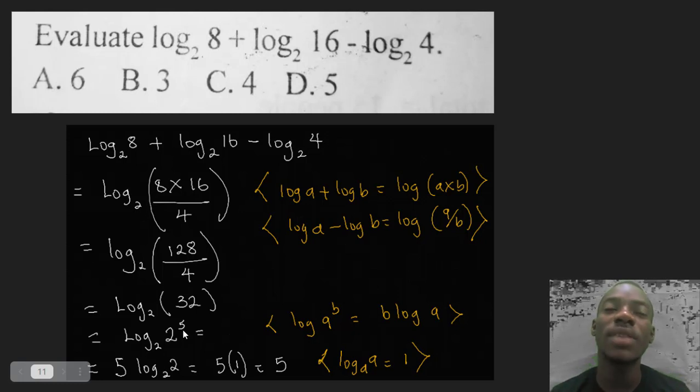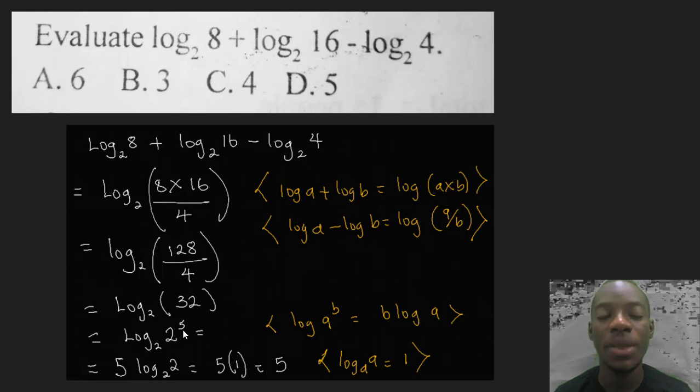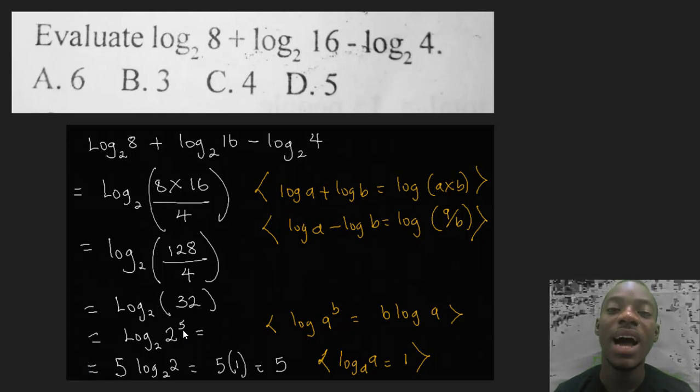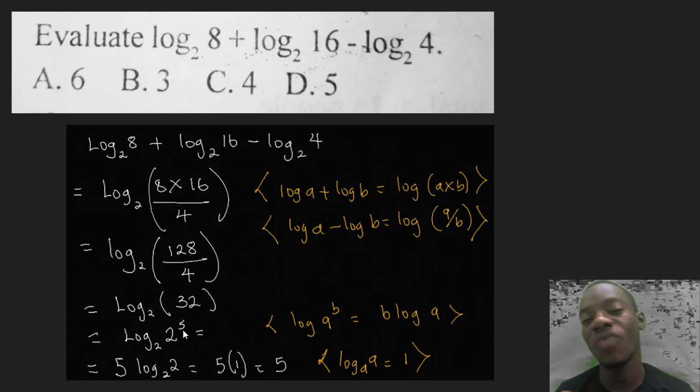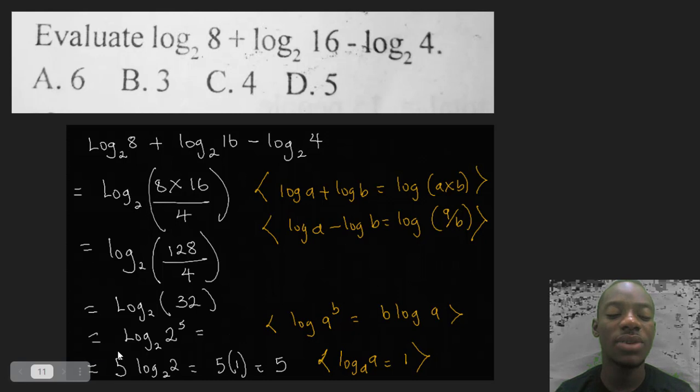And you know that 16 is 2 raised to the power 4, and 8 is 2 raised to the power 3, and 4 is 2 raised to the power 2, and 64 is 2 raised to the power 6. So you must be conversant with the conversion of numbers to power. And that's what I have here. 32 is 2 raised to the power 5. And then I've made it into power form.